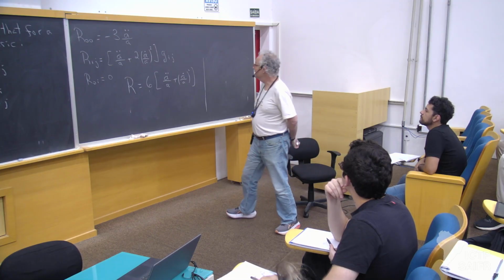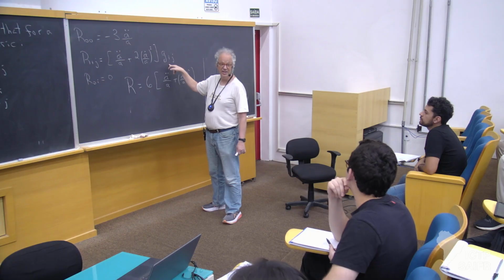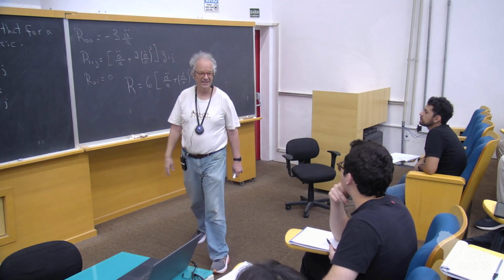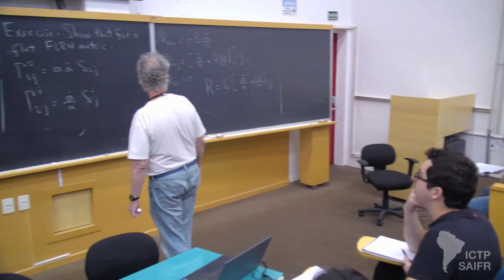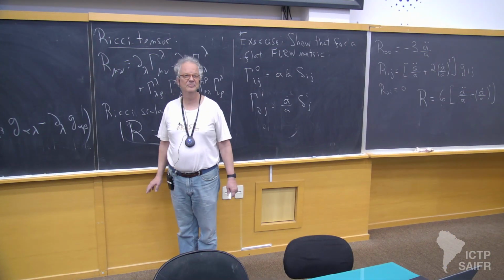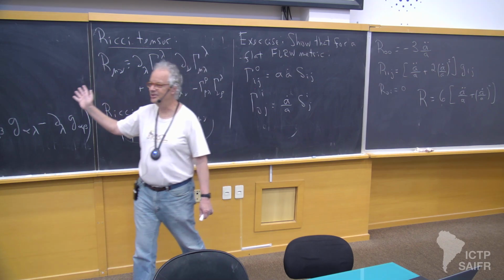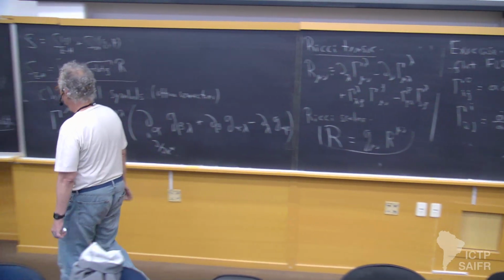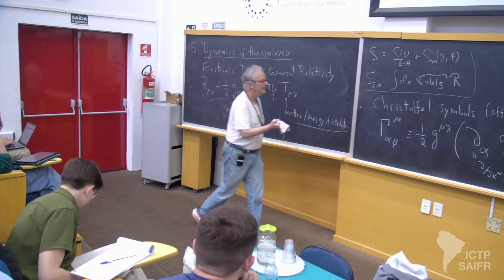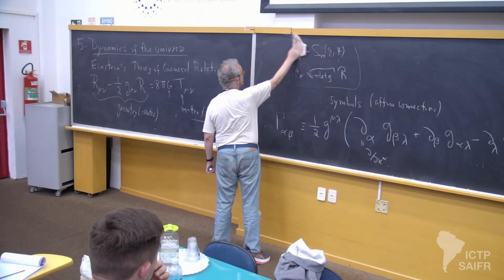So gij is actually a factor of A squared, and then the Kronecker delta. Yes. Right. Any other questions? Because this will give you the dynamics of the universe, right? We're computing the equations of motion of the universe with this simplification of a homogeneous and isotropic universe.